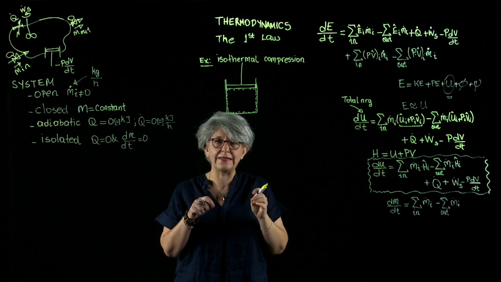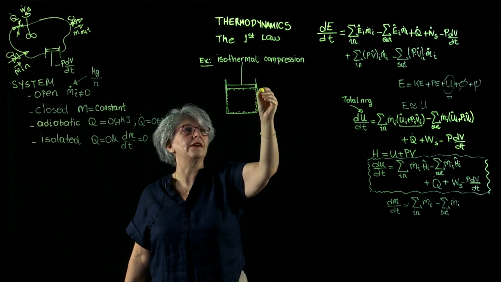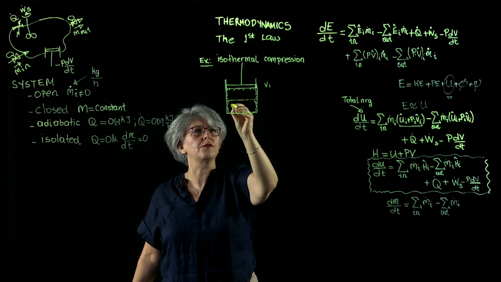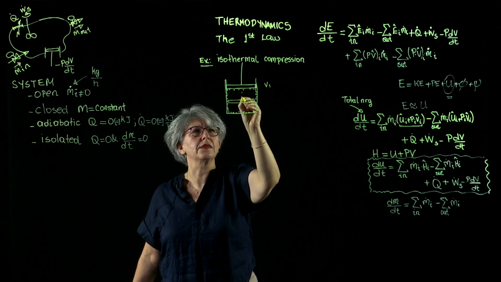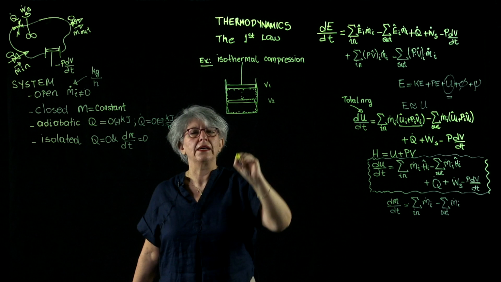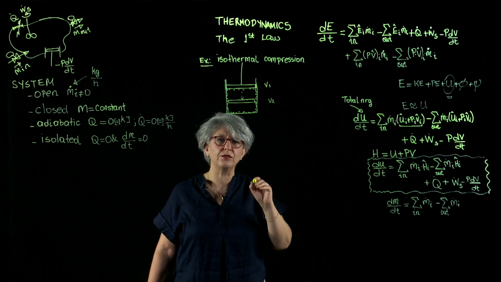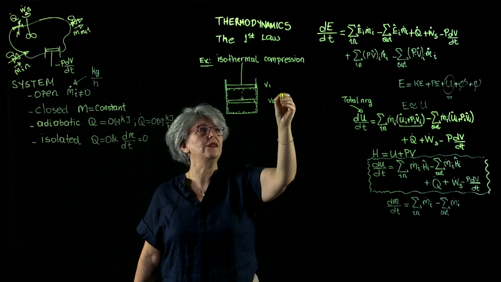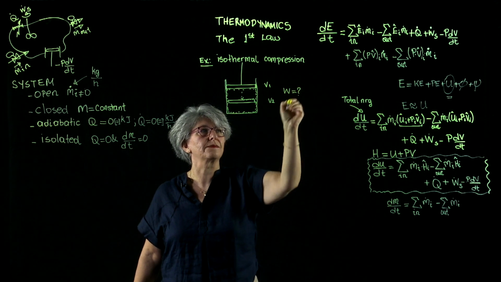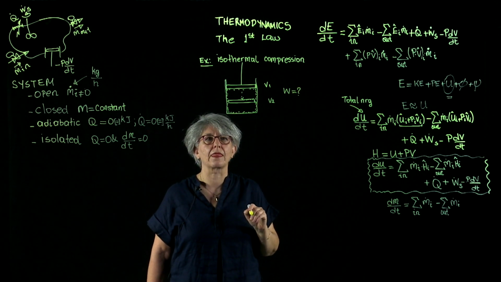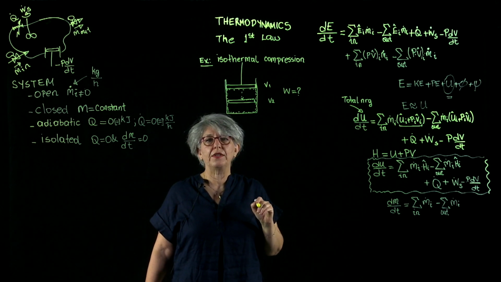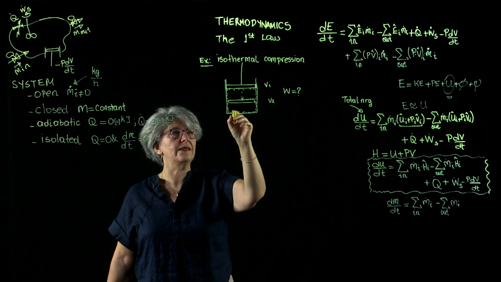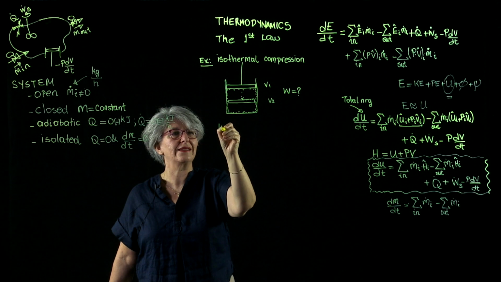I'm going to compress this gas from V1 to a new volume of V2, and I would like to find out how much work I need to do to compress this gas. And of course I need to find out what my final pressure is. Now I said that this is going to be an example on an ideal gas.